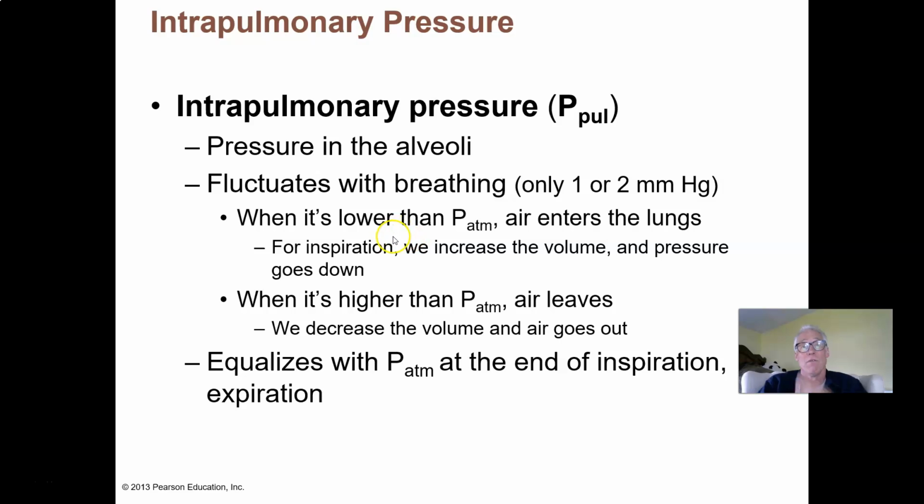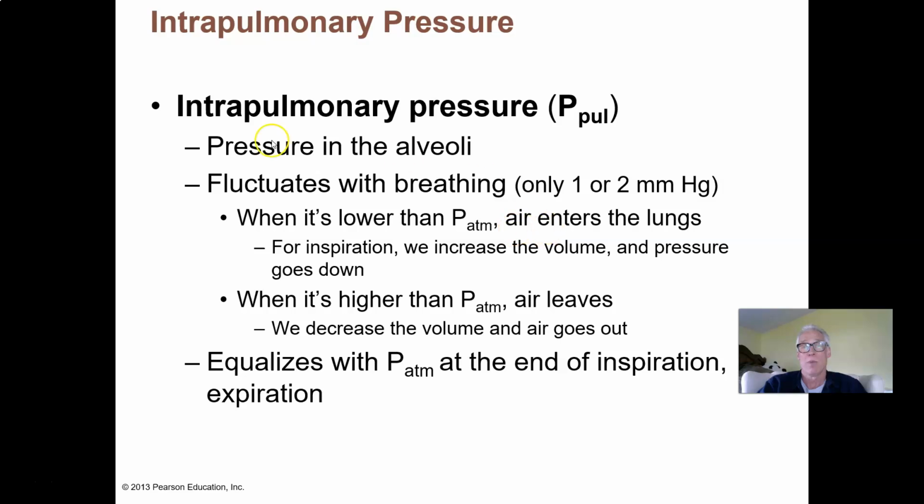So what do we do? For inspiring air, we increase the volume of the lungs, and that causes the pressure to drop by a couple of millimeters of mercury at the most, and then air moves from the atmosphere at higher pressure into the lungs at lower pressure. So air flows from higher to lower pressure, just like blood flows from higher to lower pressure.